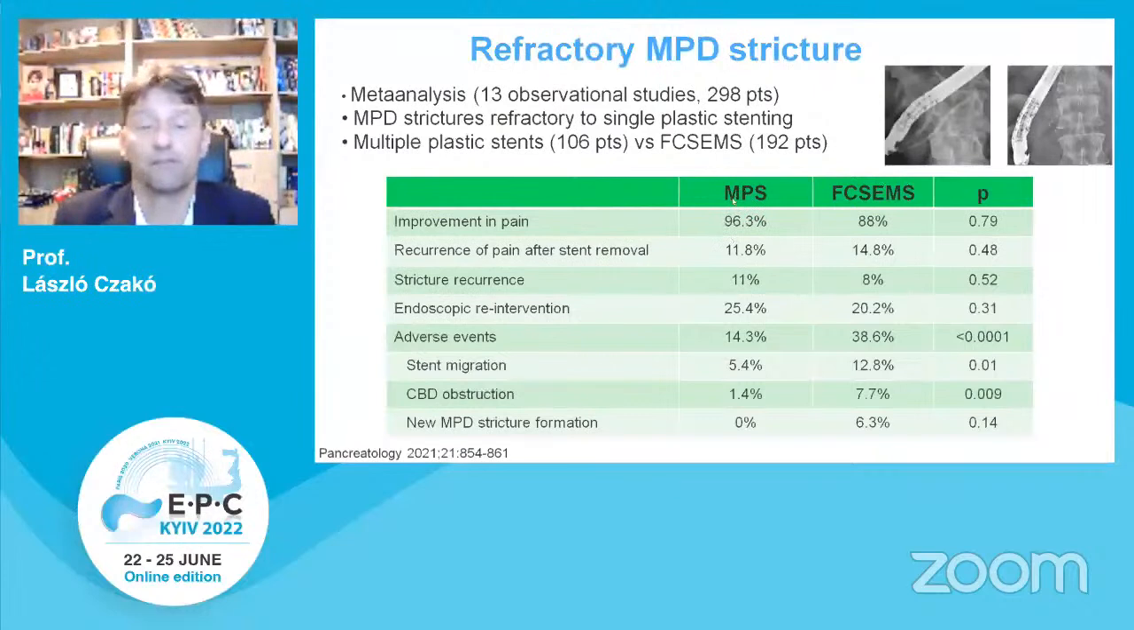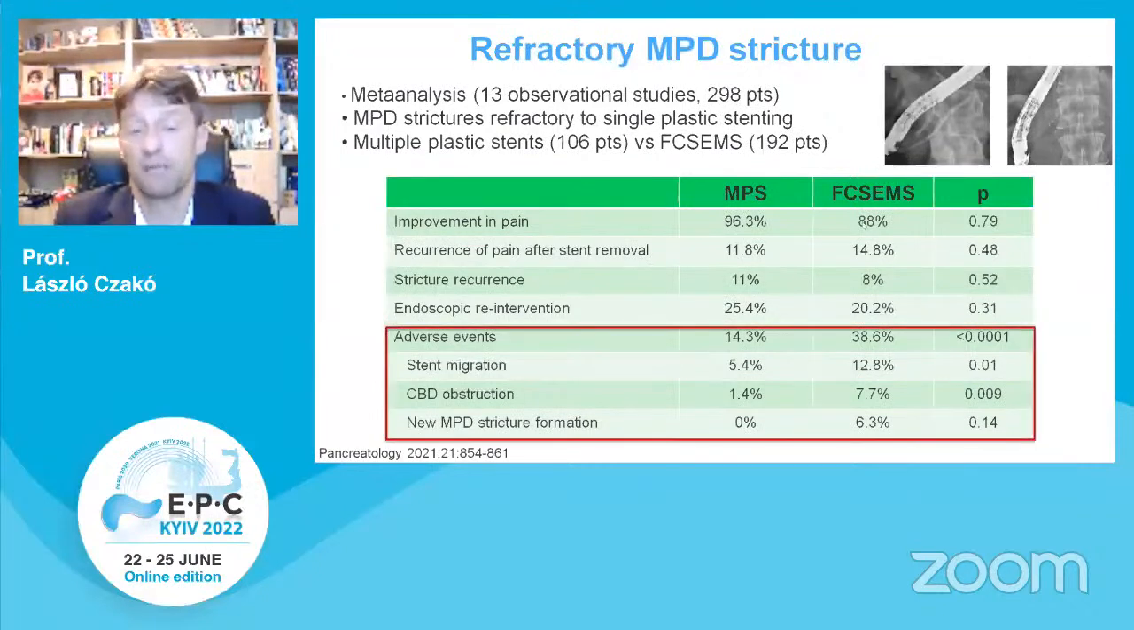Improvement in pain after stenting, recurrence of pain and stricture after stent removal, and endoscopic reintervention rate were comparable between MPS and FCSEMS. However, FCSEMS was associated with an overall higher risk of adverse events such as stent migration, CBD obstruction, and new MPD stricture formation.